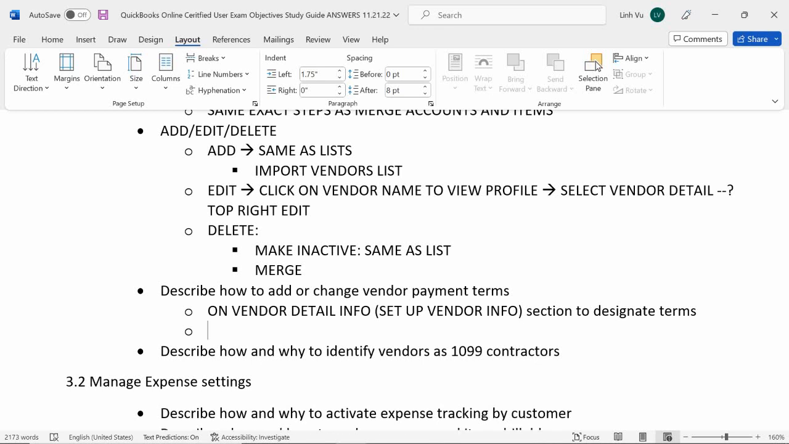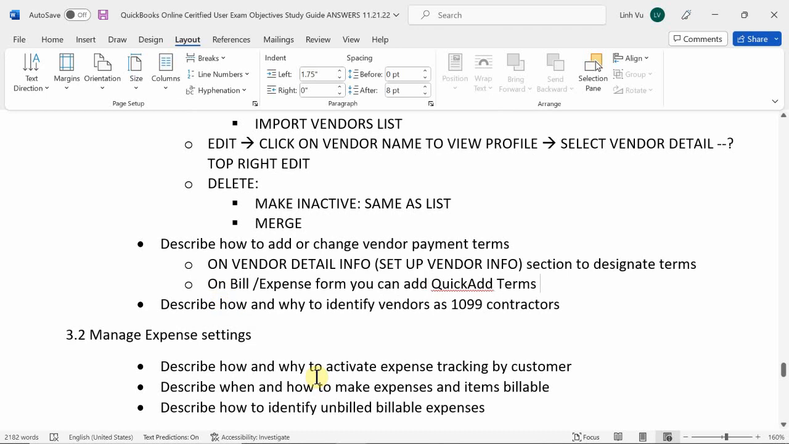Or what else can you do? On a sales, bill, or expense form, you can add terms. Yes, you can quick add terms right then and there. Let's say you designate them so that you pay them in 30 days. But what if they decided to say, hey, since you're a long-time customer, I'm going to give you an opportunity for a 1% discount? You can quick add that directly into the actual form itself. That means if you pay within the terms, the vendor should offer you that discount. So that is where you can also quick add that directly into the form.